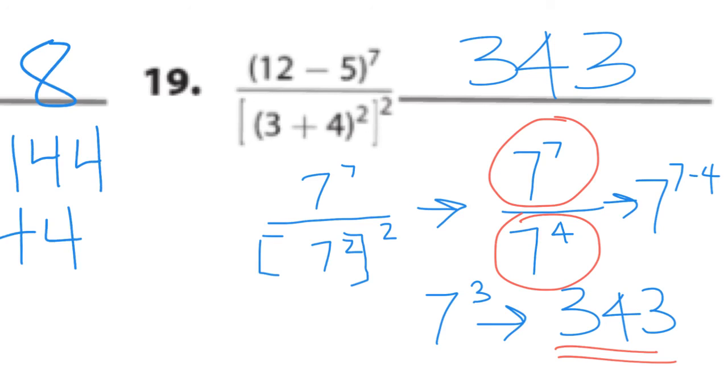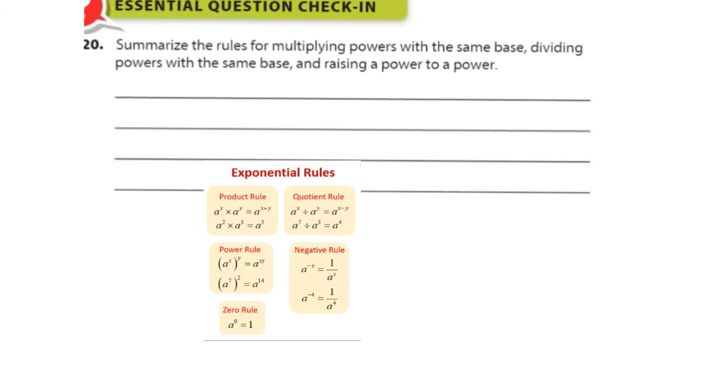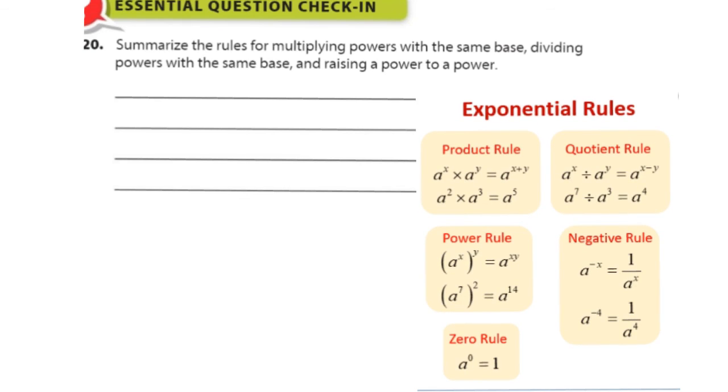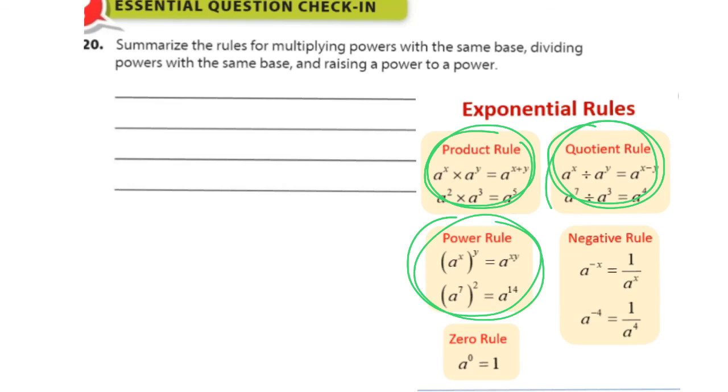Okay, one more. Okay, so here are the exponential rules. It's going to help you with this problem. It says summarize the rules for multiplying powers with the same base. So multiplying powers with the same base, that's your product rule. Dividing powers with the same base, that's your quotient rule. And raising a power to a power, that's your power rule. They want you to summarize these rules. So take a minute and try it, and then I'll be back.